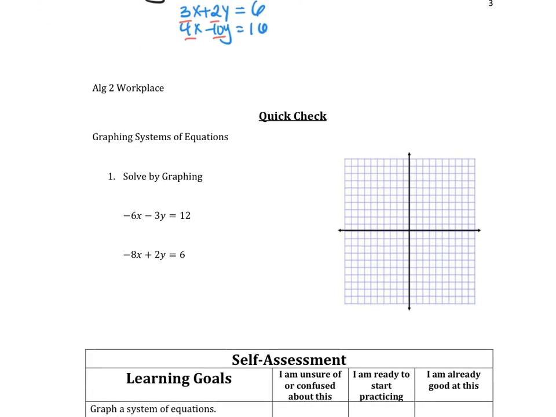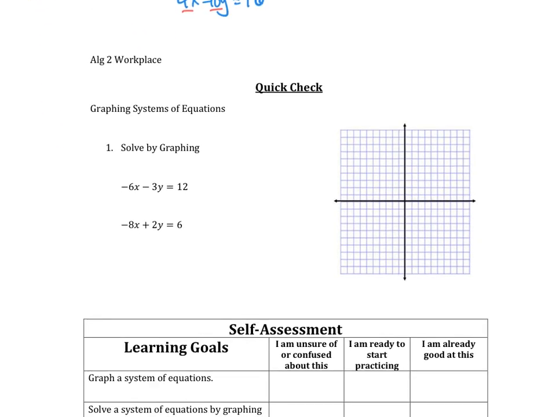So here, solving by graphing is your quick check. So go ahead and do that. Self-assessment. Let me know or bring any questions you have to the Google Meet.